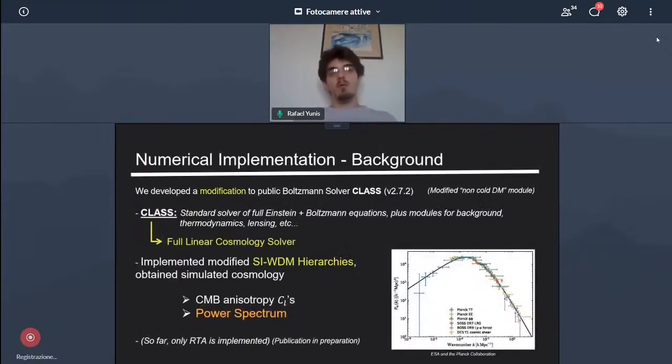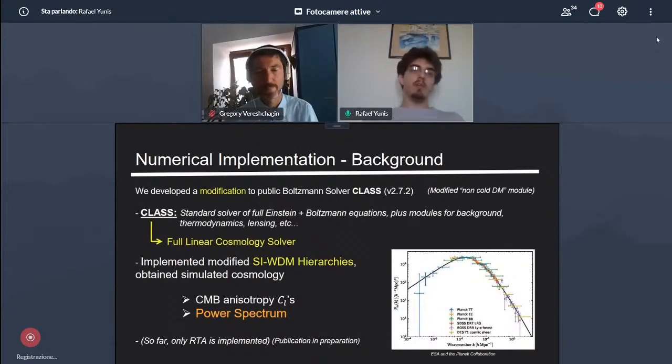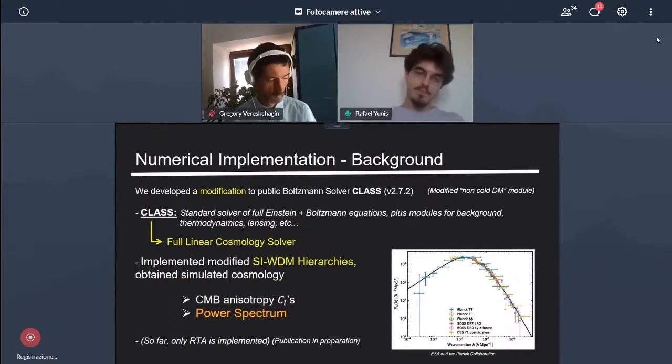So we developed a modification to the public Boltzmann solver CLASS. CLASS is a full linear cosmology solver with a well-developed non-cold dark matter module. We implemented the self-interacting warm dark matter hierarchies in this code, and we are particularly interested in obtaining the linear power spectrum today for these modified cosmologies, and also the CMB anisotropy Cls.